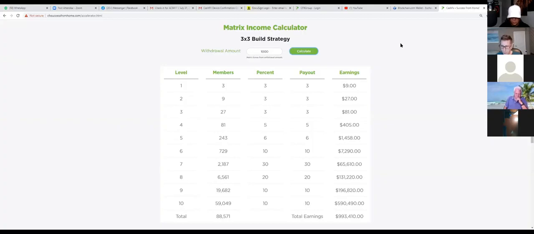This is the great thing about all of our bonuses, whether it's the unilevel or the fast start or the matrix. Every single dollar is accounted for, and it's very easy for you to trace every single dollar. So what happens on my level 5? If I get to 243 people on my level 5, and I build out 3x3x3x3x3, how do you do that?